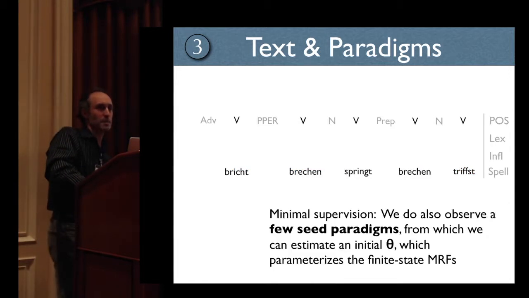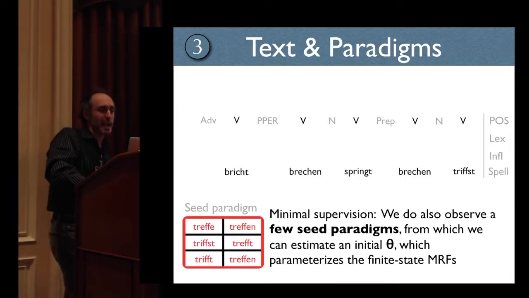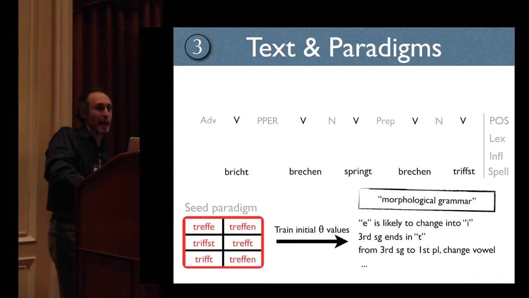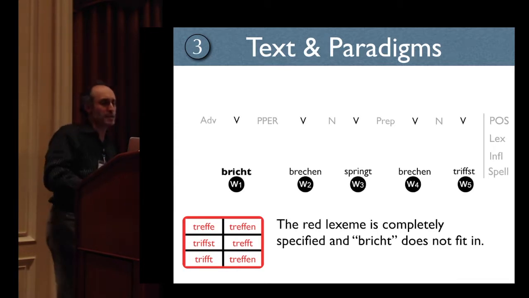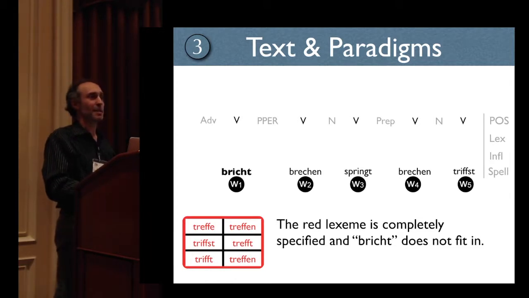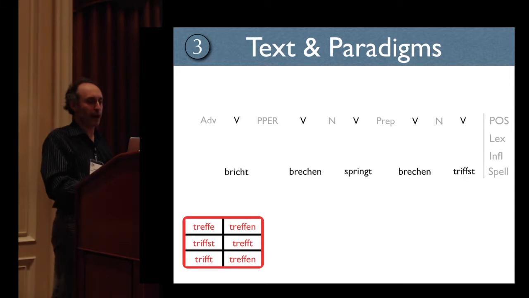So we observe the paradigms for a few words, and now that allows us to learn a little bit, to get started, about the phonology of German, the morphophonology of German. So now when we see a word Bricht, we see it can't be any of these forms. It doesn't match any of them, so it must have been looked up from some other paradigm.